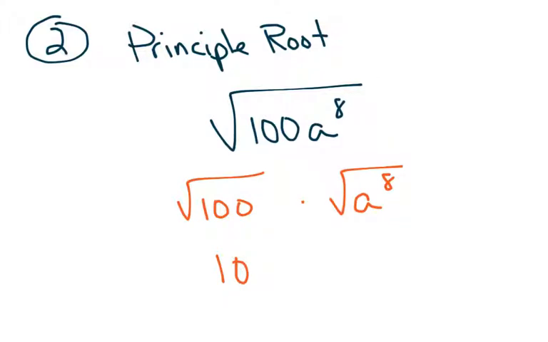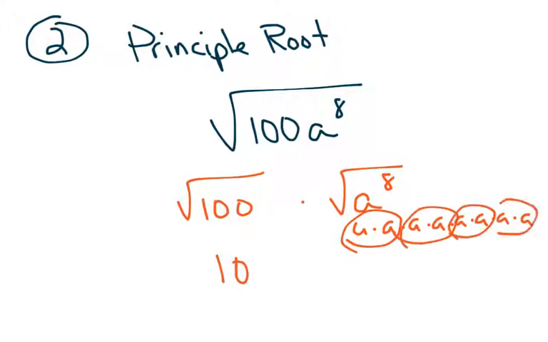And the square root of a to the 8th, well, 1, 2, 3, 4, 5, 6, 7, 8 a's. Square root means pairs. Look, there are 4 pairs of a's. And you may have realized that with the variables, square root really just meant divide the exponent by 2, because 8 divided by 2 is 4. So this would be the principal root.